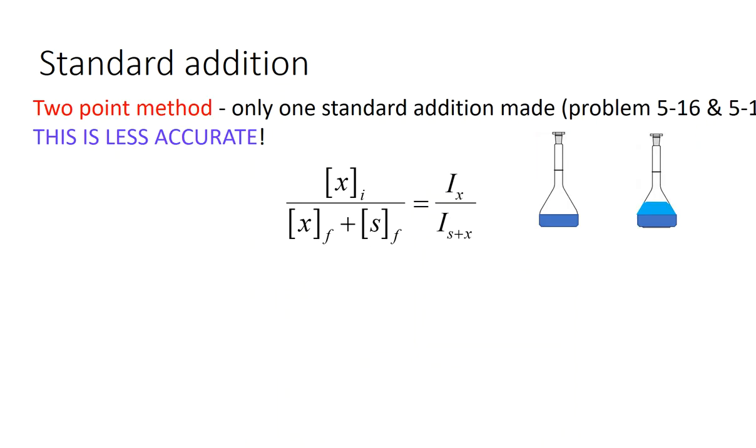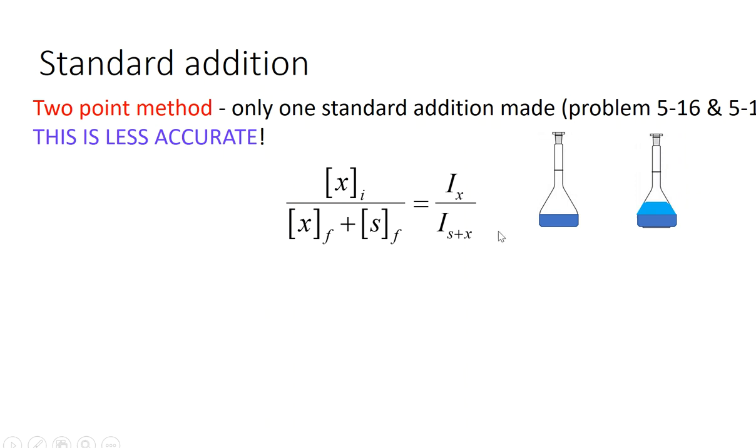All right, what if you want to use a 2-point standard addition method? You can, and the math gets a little simpler, but this is a little less accurate. So this is the idea that you use only 2 volumetric flasks. One is your matrix that you dilute up to the mark with just pure water, and then you have another flask with your matrix plus some added standard that you dilute up to the mark with pure water.